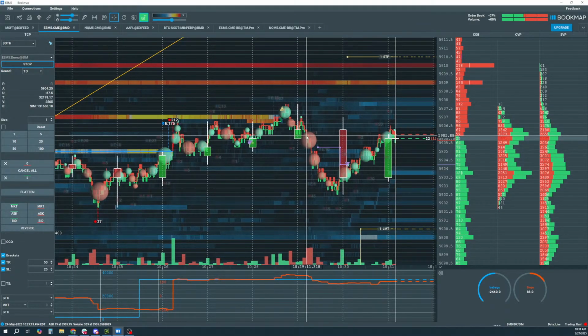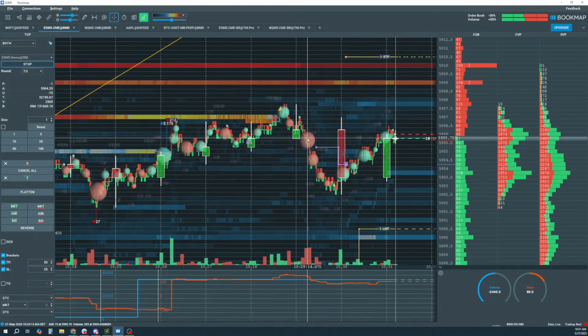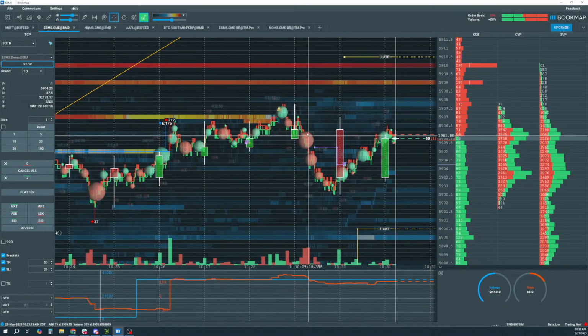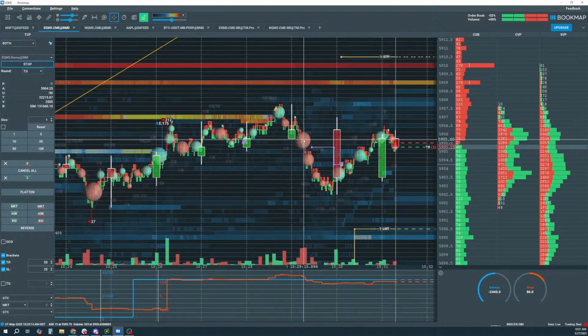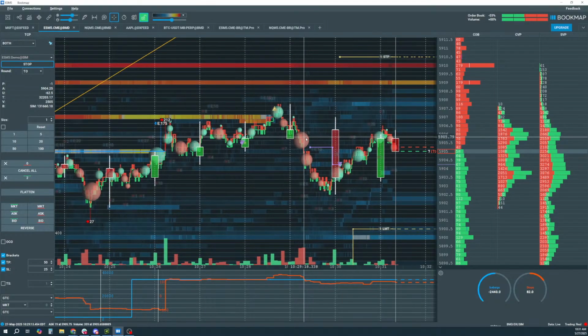Okay, we can see the buying come back in, and we're kind of caught in some distribution in here, I think. Let's see if our sellers come back in for another push lower.